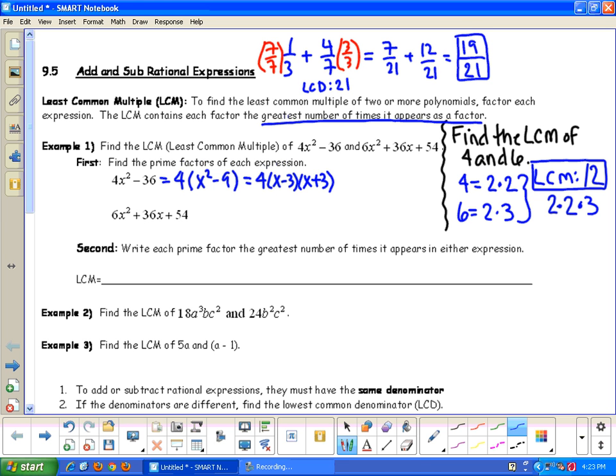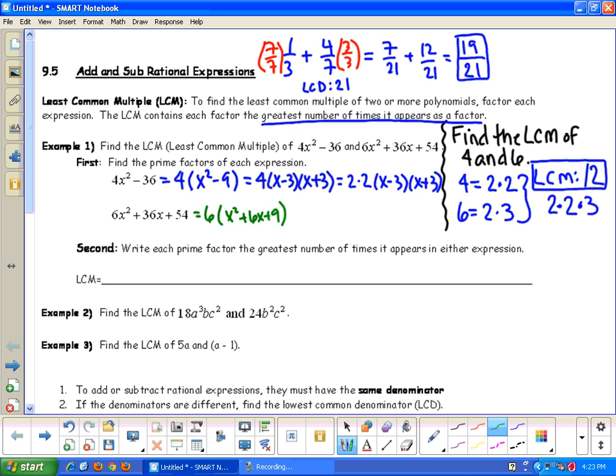And then 4 can still break down because 4 is the same thing as 2 times 2. So this would be 2 times 2 times x minus 3 times x plus 3. So that's broken down all the way. Then I'm going to do the next one. I have a greatest common factor, which is 6. If I factor that out, I get x squared plus 6x plus 9.